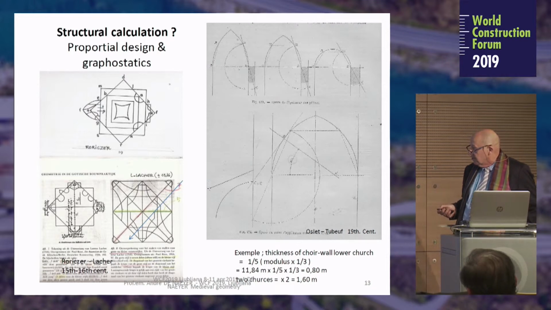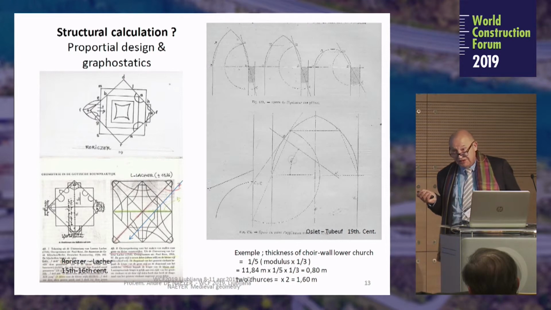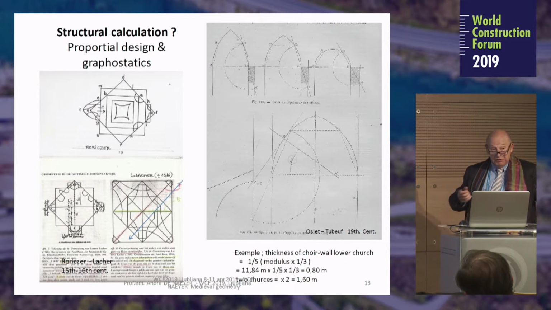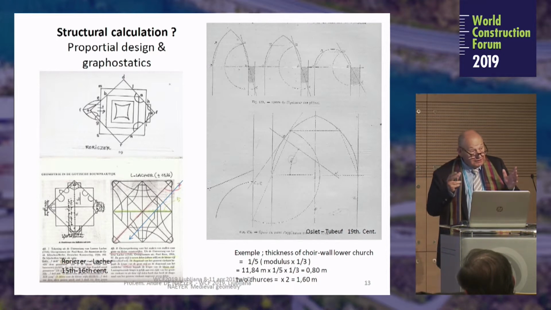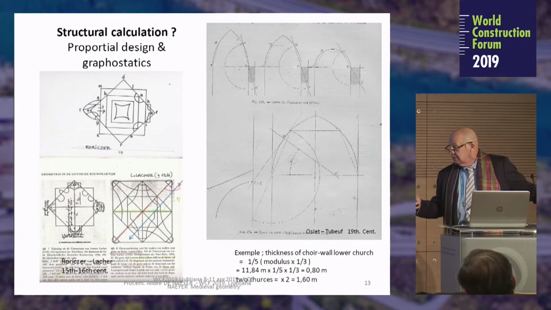For example, the thickness of the choir wall should be 1/5 of the modulus multiplied by 1/3. And this is the rule I hold from Villard de Honnecourt. So this is a 13th century situation. The only thing which was calculated was the thickness of the wall. Other things were not known.